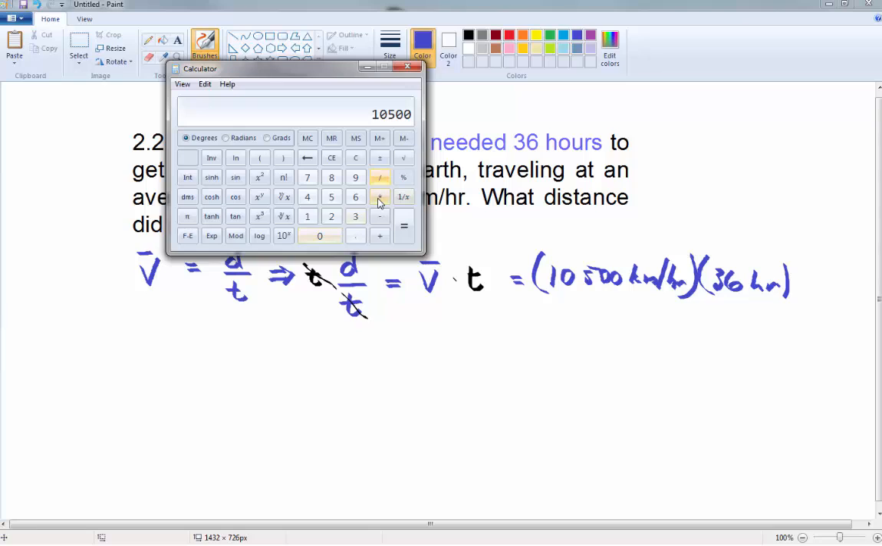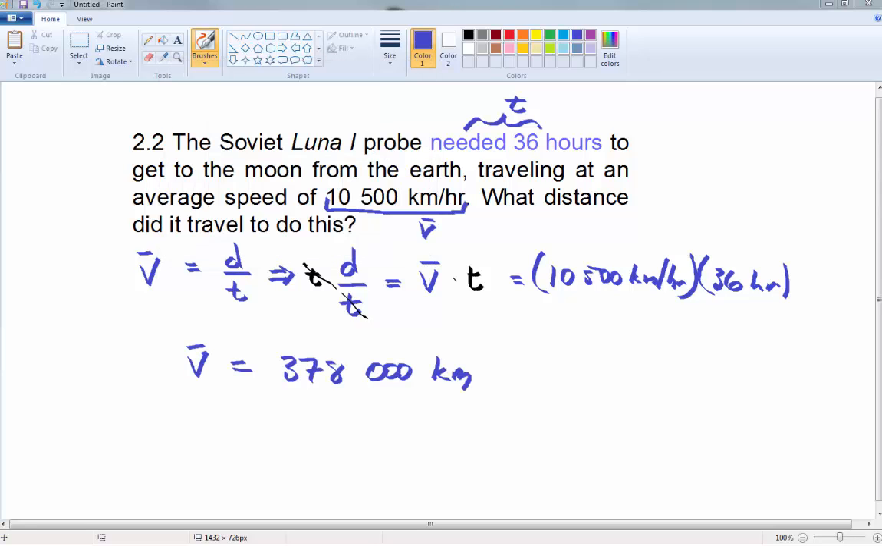10,500, and that's times 36. That gives you 378,000 kilometers, excuse me. And of course, it's possible that we may want to put this answer in meters instead. So you can multiply that by 1,000 meters per kilometer and end up with 378 million meters. So that's how far it is from the Earth to the moon.